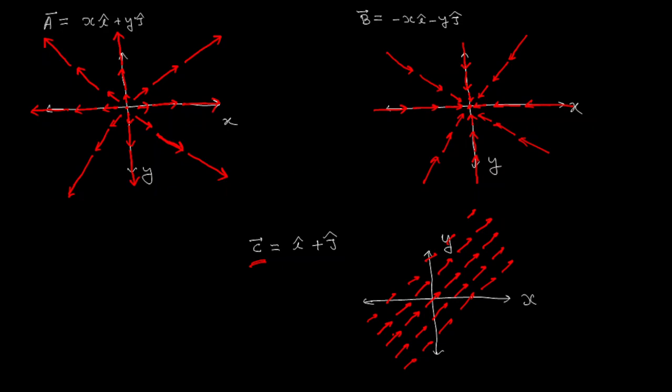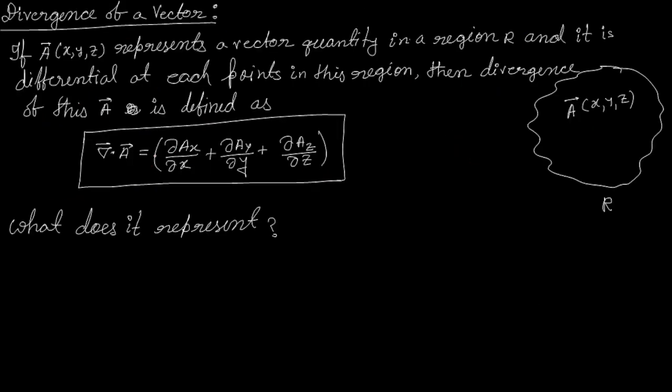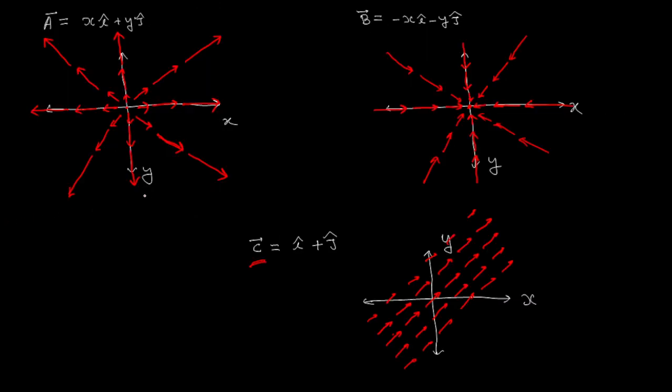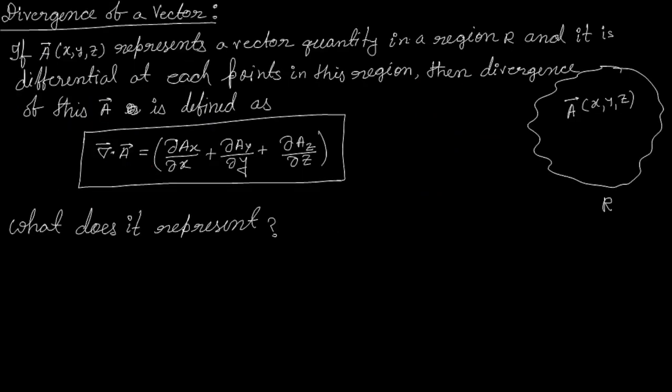Now what we have to do, we know the definition of the divergence of a vector in the rectangular coordinate system. So according to this definition, we want to calculate the divergence of these vector quantities. If we calculate the divergence of the first vector quantity, what will we get? We'll get divergence of A. How have we defined this divergence? First, we have to differentiate the x component with respect to x, and then y, and then z, and we have to add all these things together.